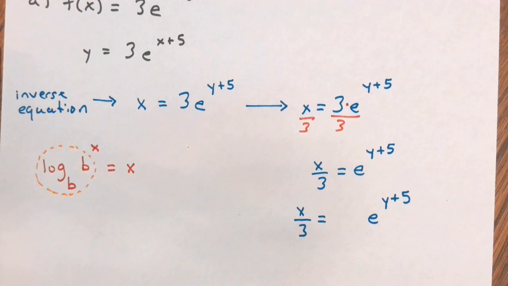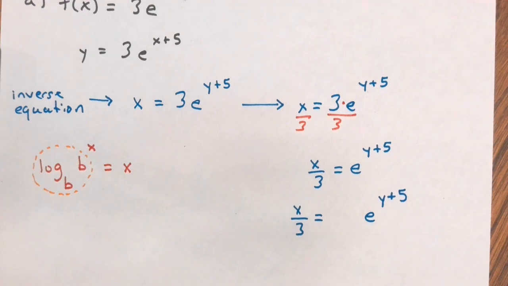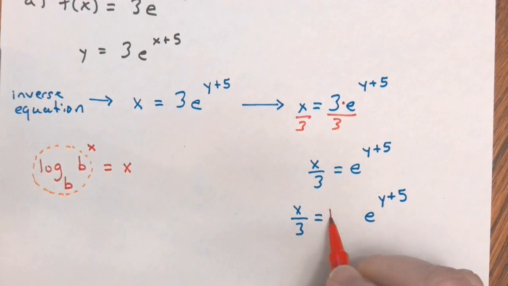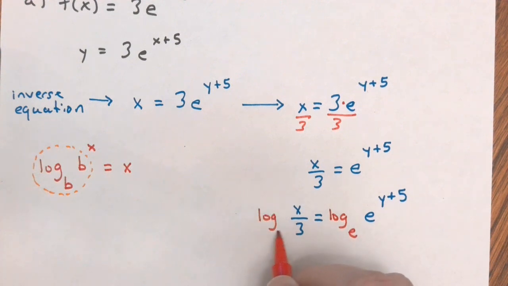And I can choose any base that I want. I'm going to choose a base of our log that matches the base of the exponent, and the base of the exponent here is e. So I'm going to be doing log base e on both sides. Now log base e, that is the same as the natural log. So instead of log base e, you could write that as the natural log.